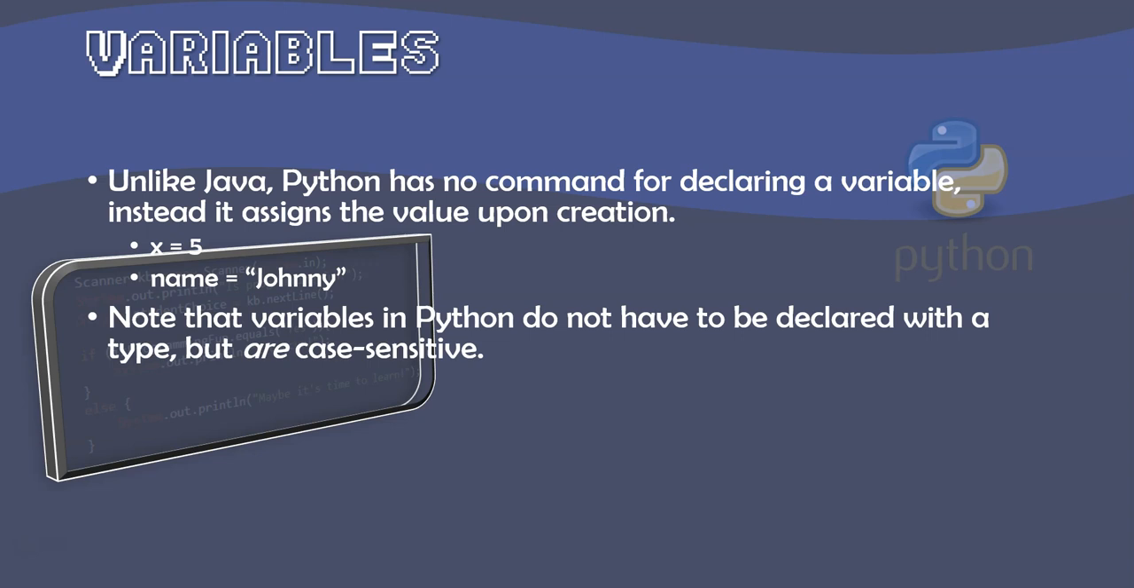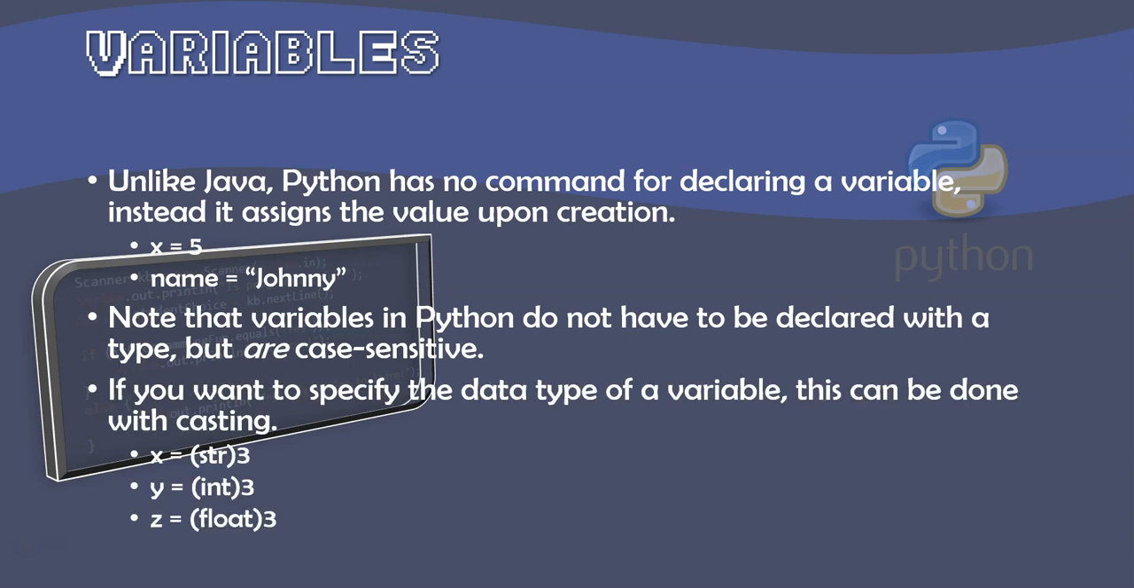Note that variables in Python, though, don't have that type declaration, but they are case sensitive. So if I had a variable named x and a variable named capital X, those are not the same variable. Just like if I had name lowercase and name uppercase, those would be considered two different variables.